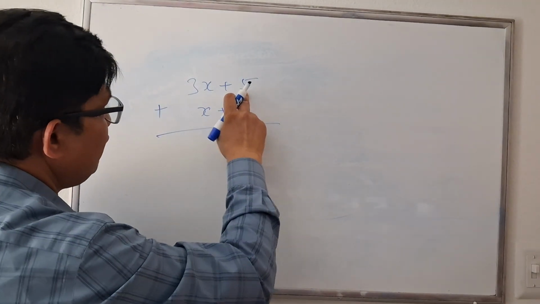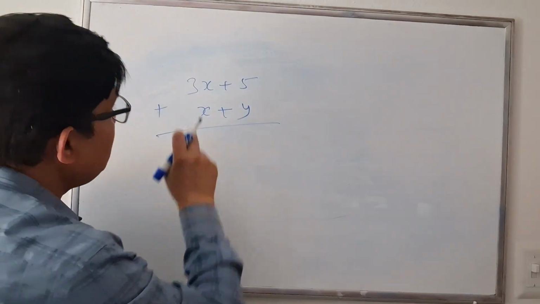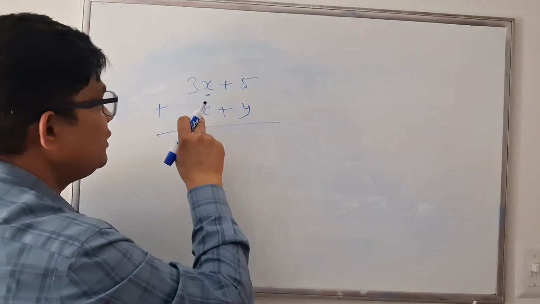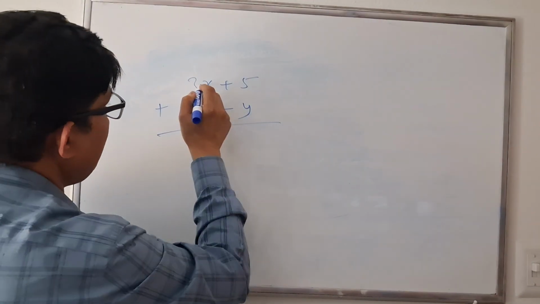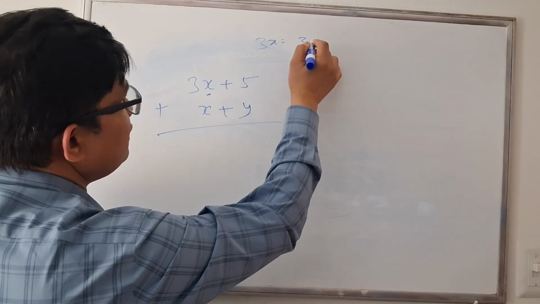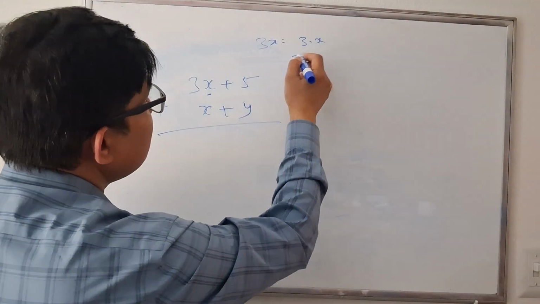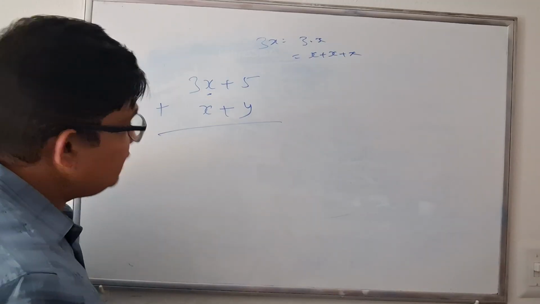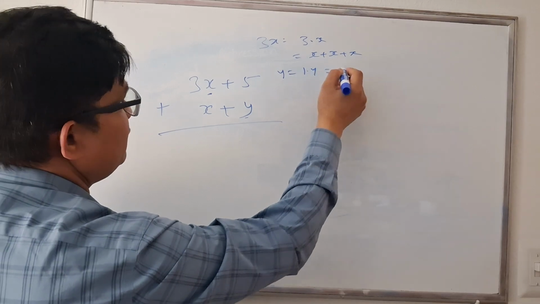It's not like you can add 5 to 3 and say 3x plus 5 is 8x. No, because there is x, and you will add 3x only to those terms that have x in them. What is hiding here? 3x means 3 times x, so its multiplication sign is hiding. You can also write it like x plus x plus x. And here y is 1 times y, which is the same as y.